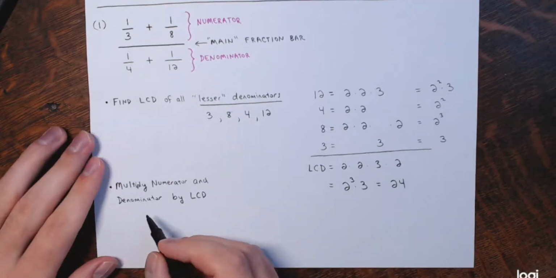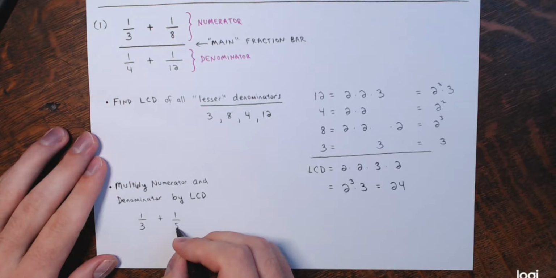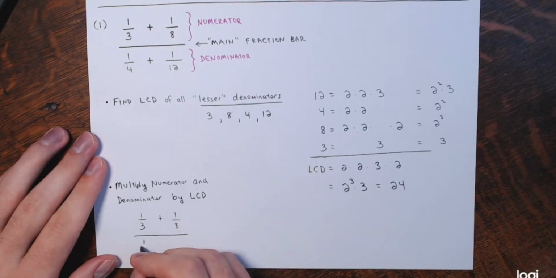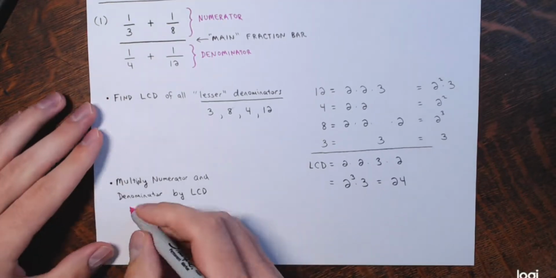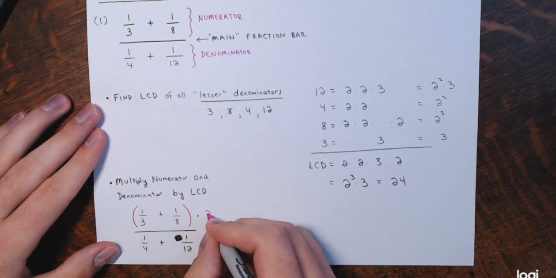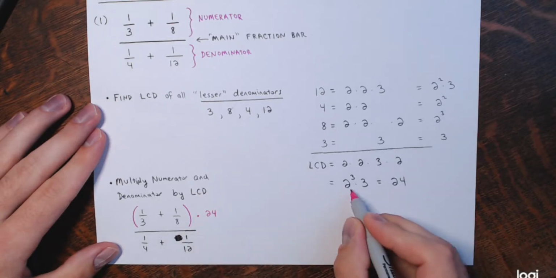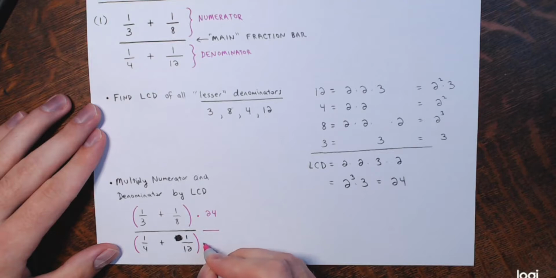So here's the complex fraction. Again, we have 1/3 plus 1/8 in the numerator, 1/4 plus 1/12 in the denominator, right? And I'm going to multiply the entire expression in the numerator by 24, the LCD, or 2 cubed times 3 if you want to write it in factored form, over, and then the same thing in the denominator, multiplying this by 24 as well.